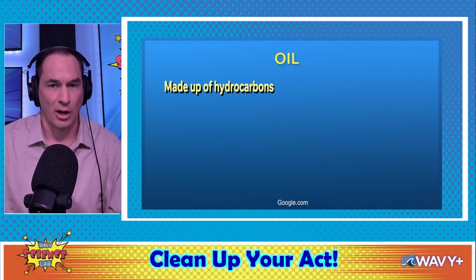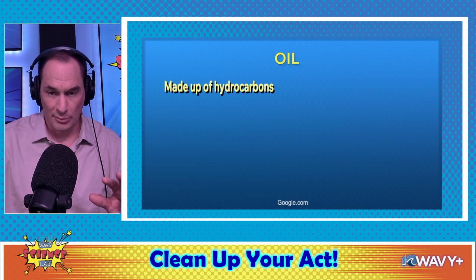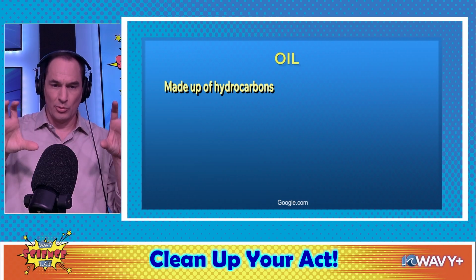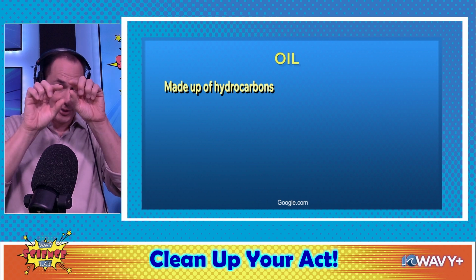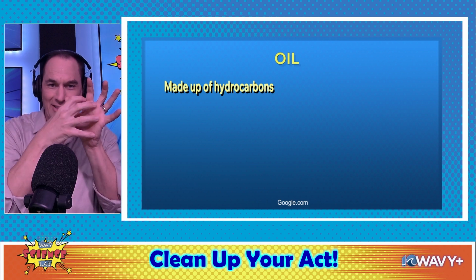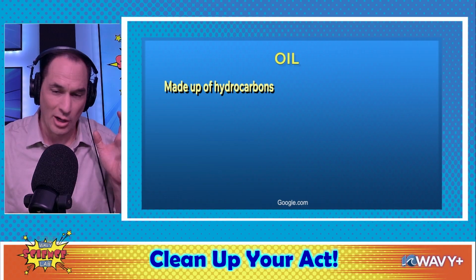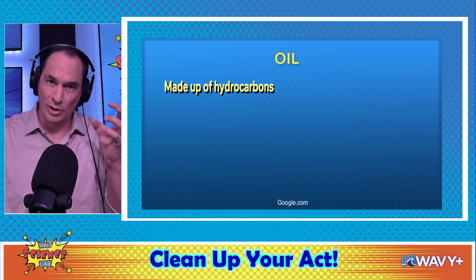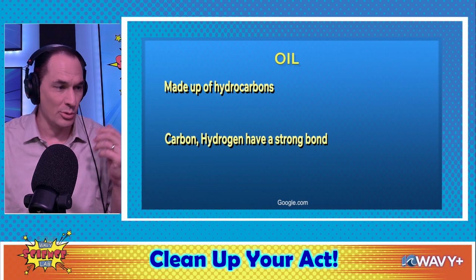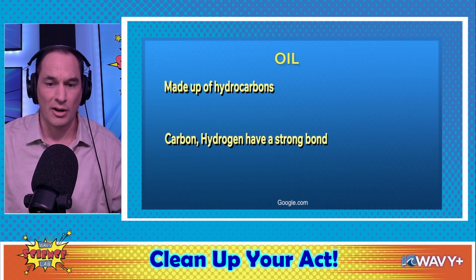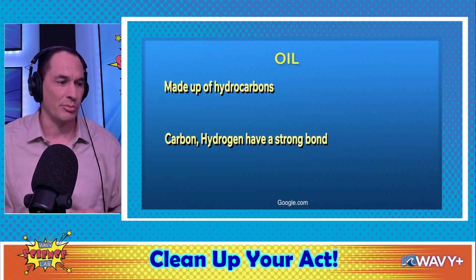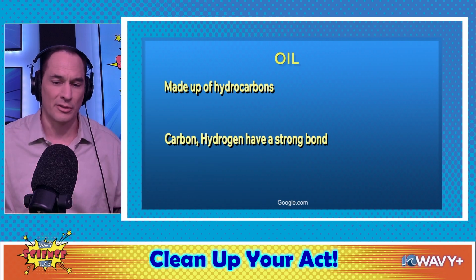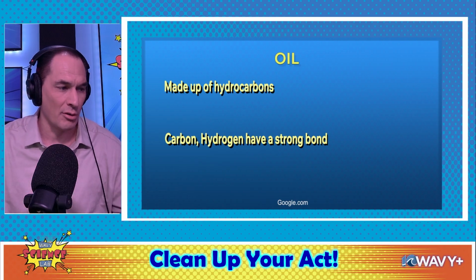It's made of hydrocarbons, hydrogen and carbon locked together. When you look at the chemistry of it, you can see these bunch of C's and these bunch of H's all kind of latched onto each other. And so that's hard to break apart. That's why oil is good for tools and good for cars, because it gets in there. It's hard to break it up. It's a lubricant. So hydrogen and carbon have a strong bond.